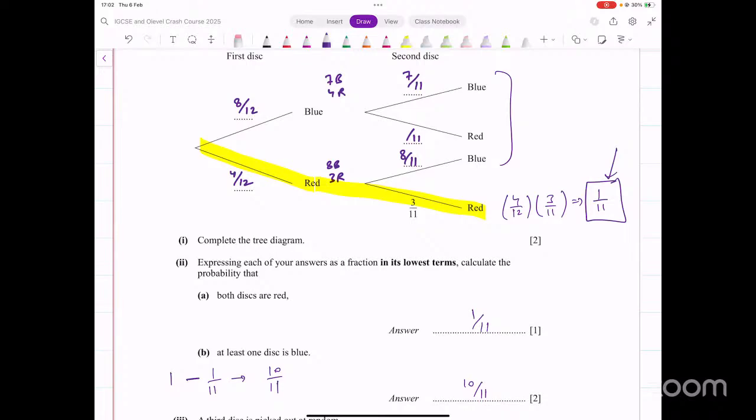You can do that as well. You should get the same result from that as well. But this is much quicker. Since you found the probability of 2 reds already, you can subtract that probability from 1 to get the rest of them. Okay, so that's 10/11.